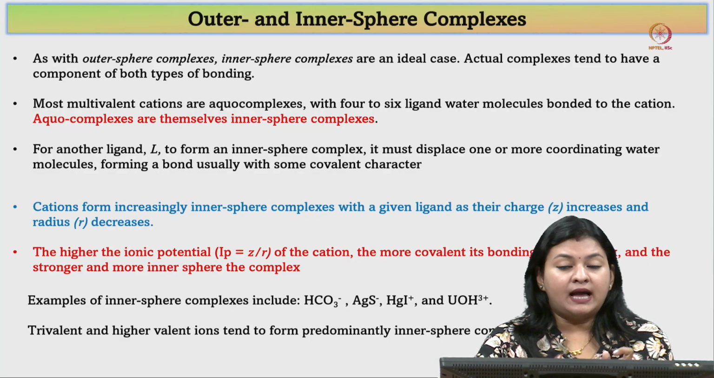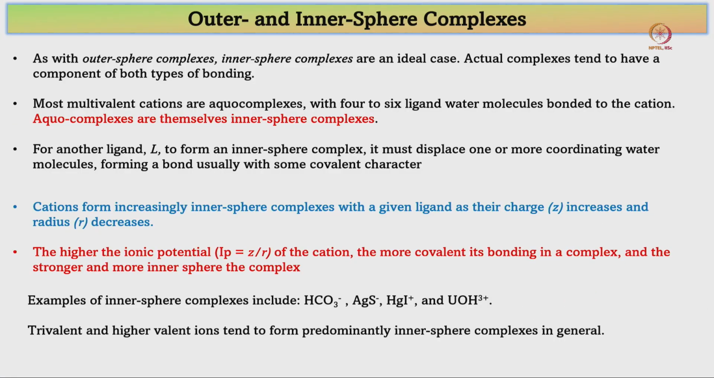The higher this ionic potential, that is the Z by R ratio of the cation, the more covalent its bonding is in a complex. So the bonding it forms with the ligand is stronger, and the ligand has more stability in this bond. Examples of these kinds of inner sphere complexes are AgS, mercuric iodide and the uranium OH 3+ complex.